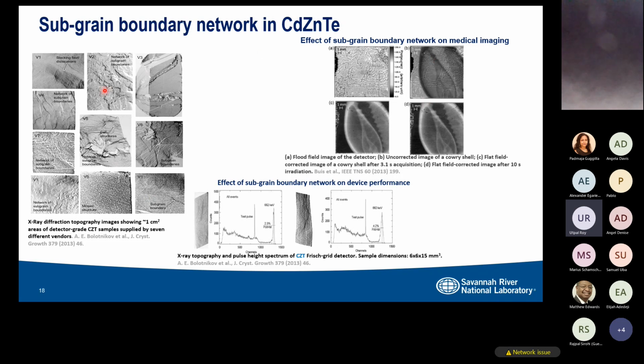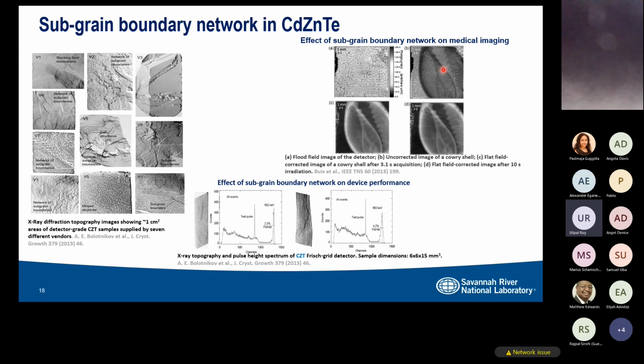And what does all this subgrain boundary network do? Suppose for a medical imaging application, if you do not take any picture, without any object, you see these are your subgrain boundary network or the dislocation walls. And if you take a medical imaging picture using that material, you see this is the picture. This is basically a pori shell. And you see in this picture, those subgrain boundaries are visible.